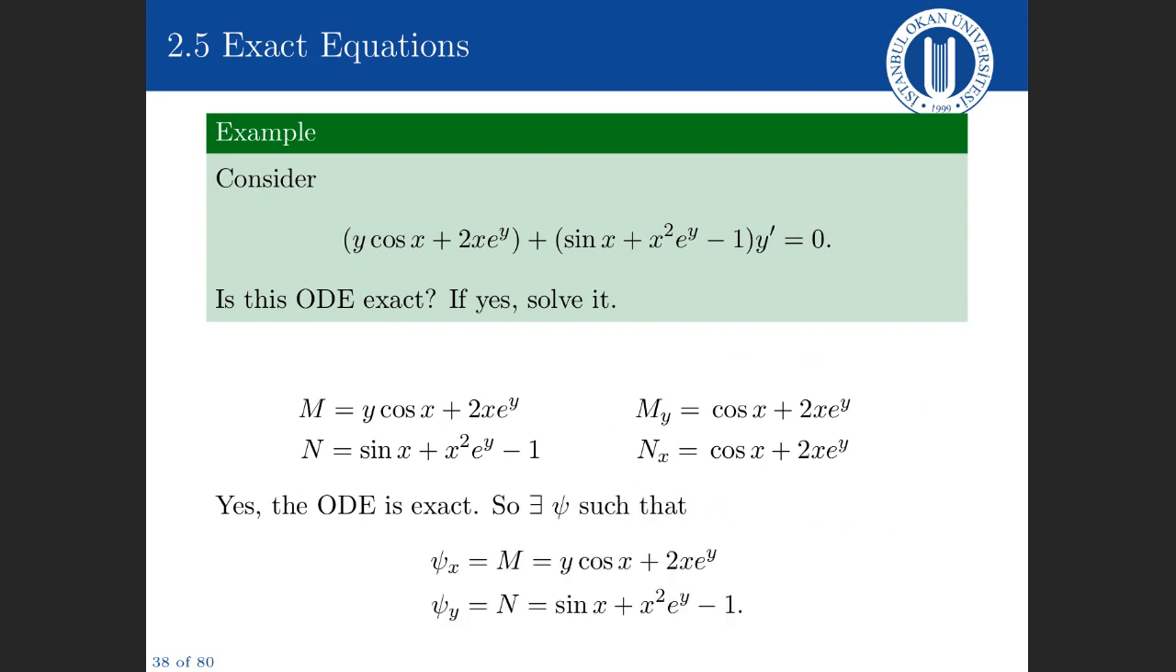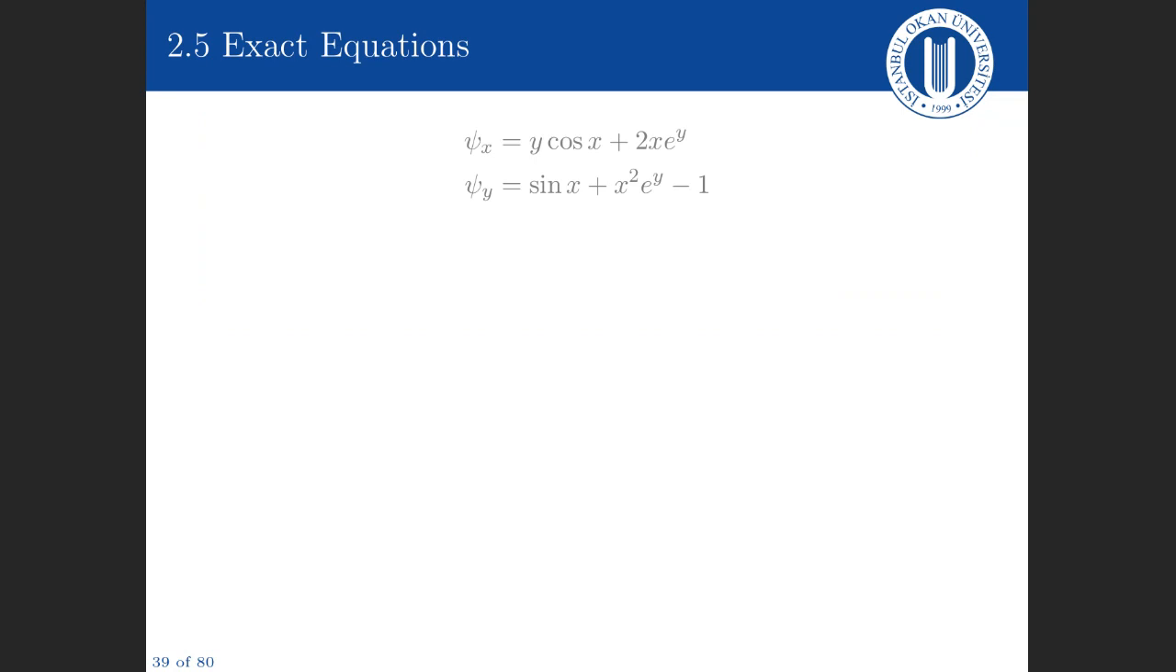This means that there exists a function xi such that xi x is equal to m and xi y is equal to n. We must find this function xi. Here are our two equations. We need to choose one of these equations. It doesn't matter which one we choose, but just for this example, let's suppose we choose the first one.